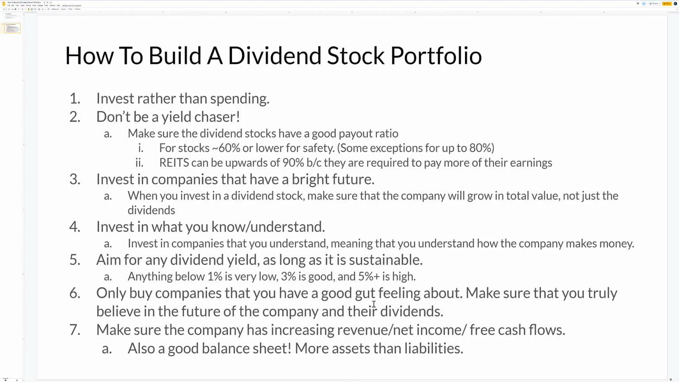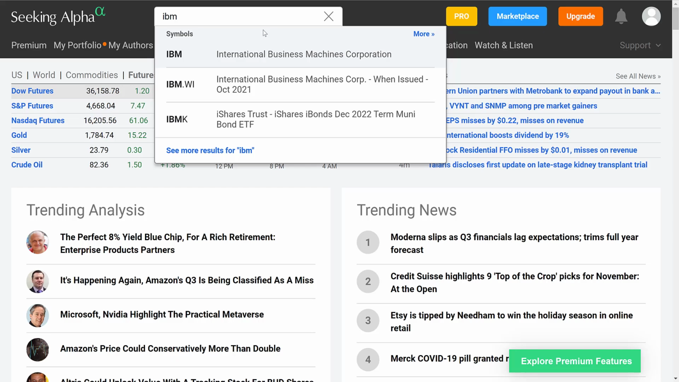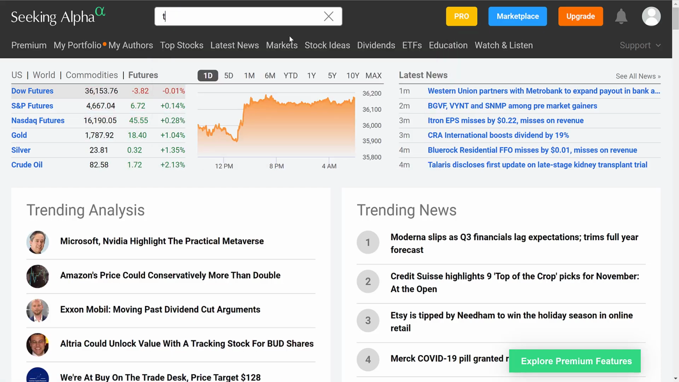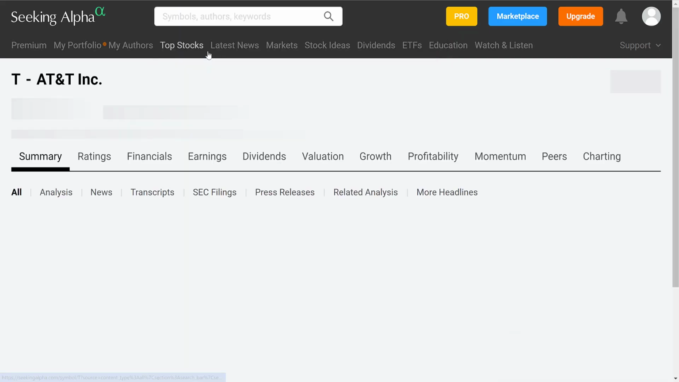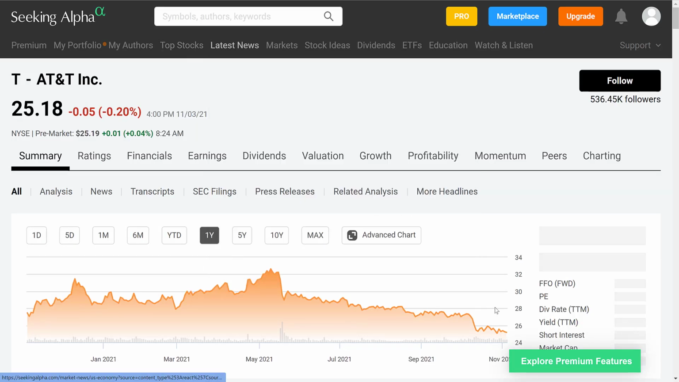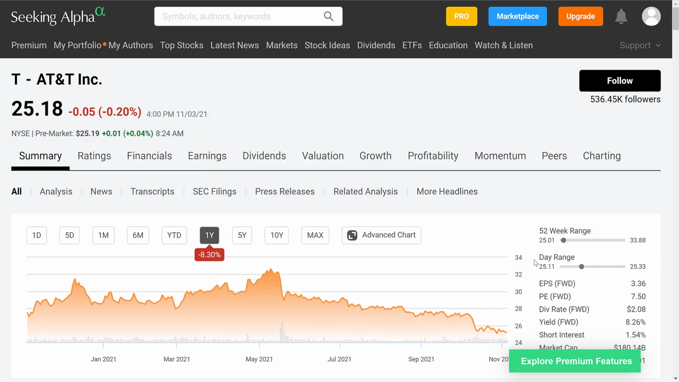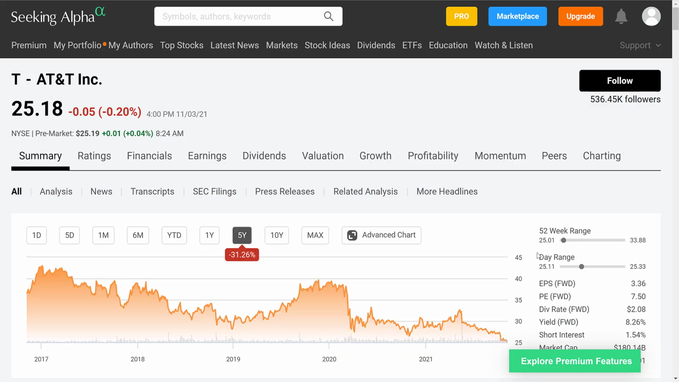Now, third, invest in companies that have a bright future. When you invest in a dividend stock, make sure that the company will grow in total value and not just the dividends. Now, what I mean is, take for example, AT&T stock. Let's literally look up AT&T stock right now. I personally do not like AT&T stock. I know that a lot of people do, but over the past year, it's down 8.3%, and over the past 5 years, it's down 31%.